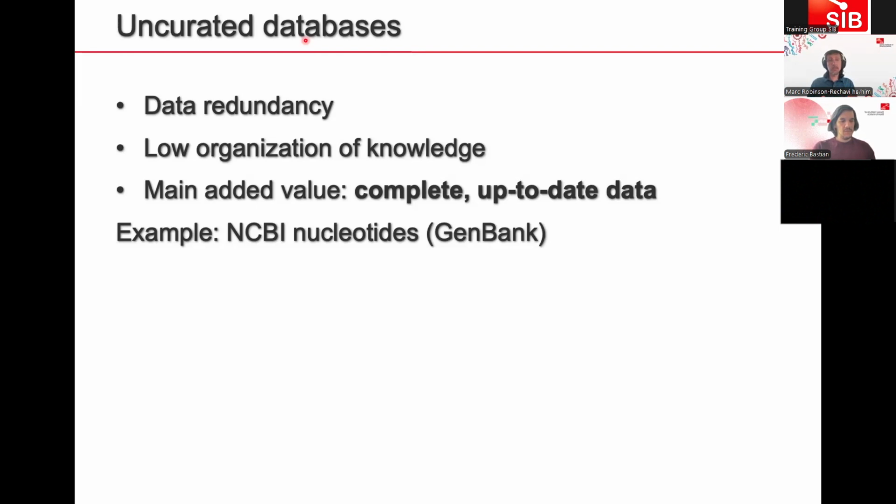You'll find the same sequences many times, and there's a low organization of knowledge. You cannot be sure to find a gene by its name. You cannot be sure that any details were well put together. Maybe a protein sequence is there without its domains, and so on.